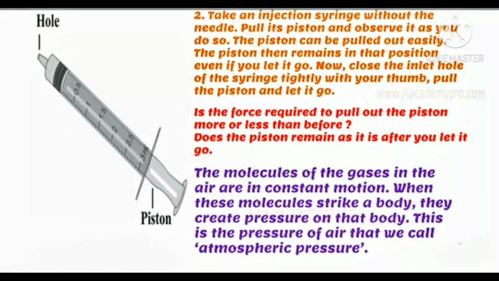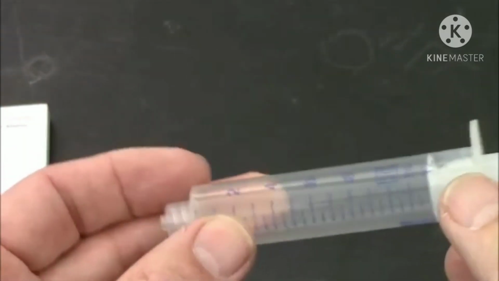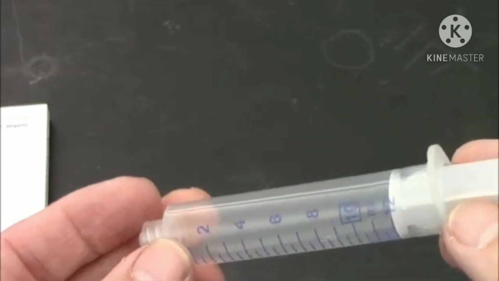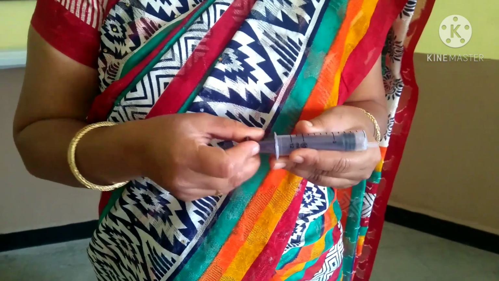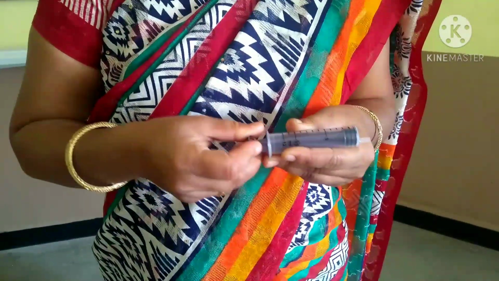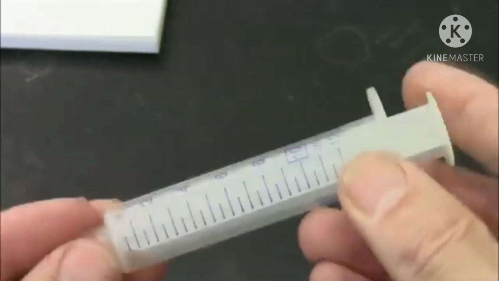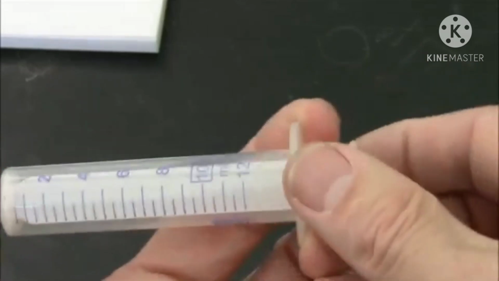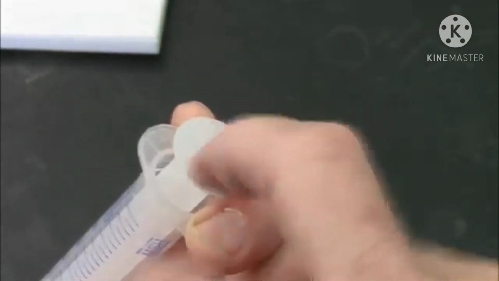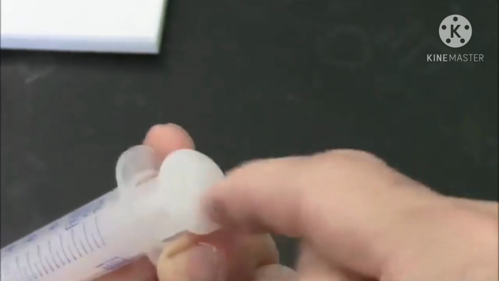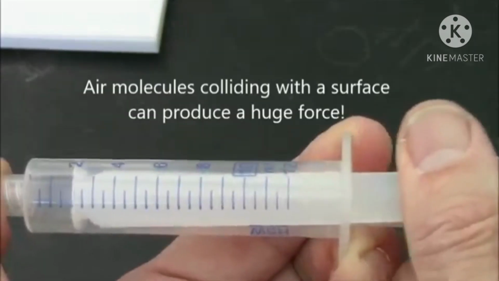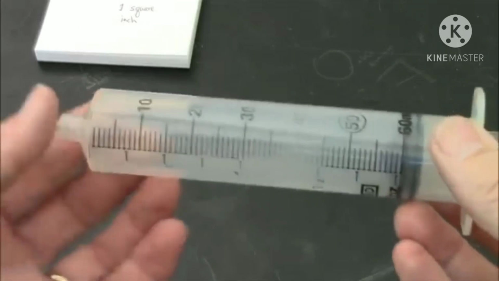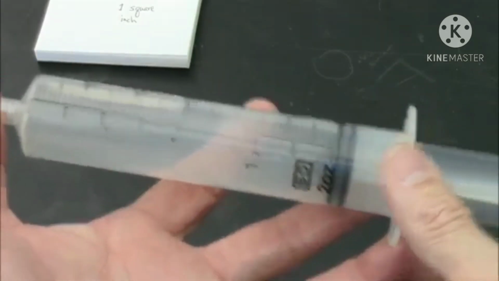Now students, try the second activity. What to do? Let's see. Take an injection syringe without the needle. Now pull its piston, that is the end of that syringe, and observe as you do so. Feel the pressure, how you feel it when you are pulling it out. Now the piston can be pulled out easily. The piston then remains in that position even if you let it go.